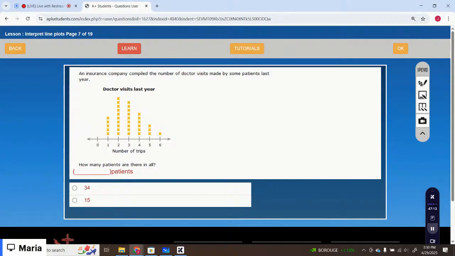An insurance company compiled the number of doctor visits made by some patients last year. How many patients are there in all? That is 34. Option number one is the correct option.